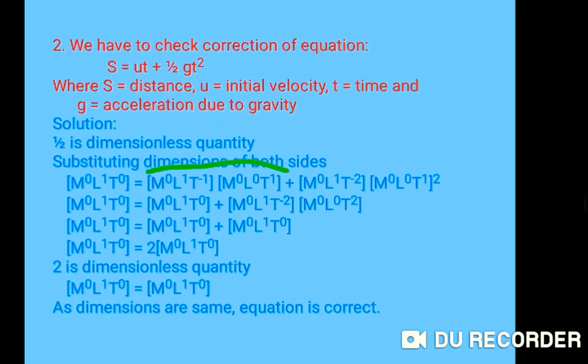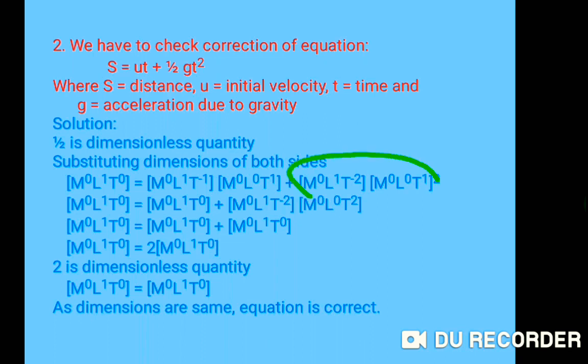Now see these two, we are simply multiplying these two physical dimensions. When bases are same, powers are added. So M raised to power 0 and M raised to power 0, 0 plus 0, again M raised to power 0. L raised to power 1 and L raised to power 0, so 1 plus 0, 1. T raised to power minus 1 and T raised to power 1, so T raised to power 0.